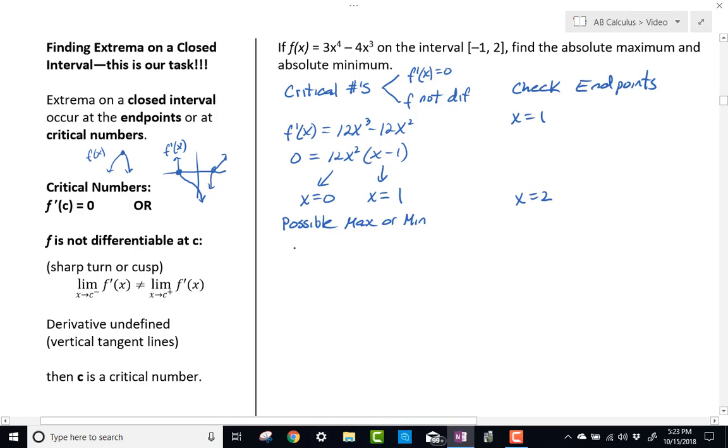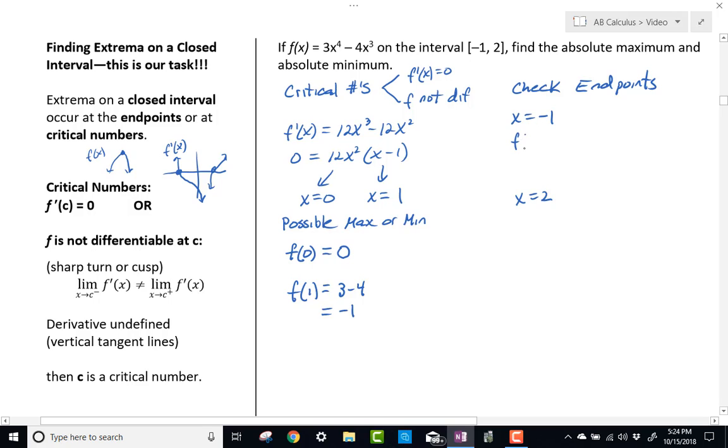Starting with 0, if you plug 0 into the function, I think it's relatively easy to see that we're going to get 0 out of the function. If we try 1, f of 1 is going to equal, and hopefully this is relatively easy to see, if you plug in 1, you're going to get 3 take away 4, so that's going to give me a -1. And at x equals -1, that's my endpoint, sorry about that.